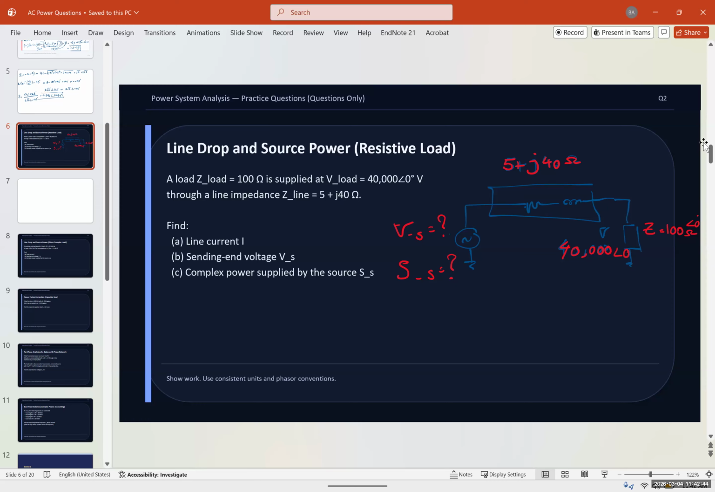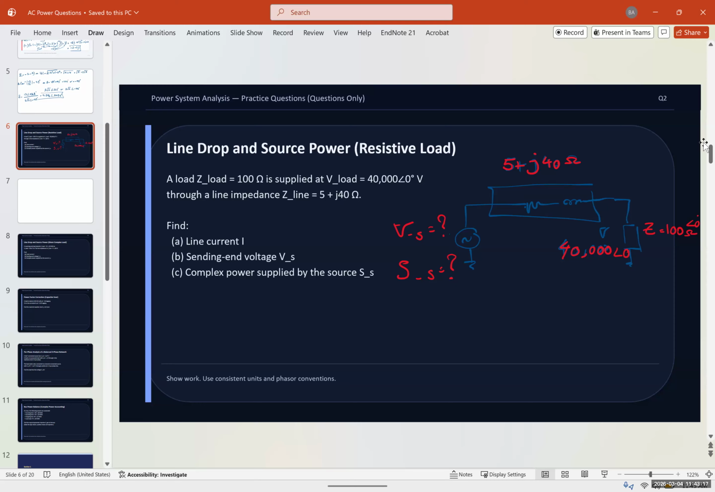Has anyone solved it? So what is I? Perfect. What is Vs? Perfect. And what is S? Okay. Megavolt amp. Yeah, okay, the complex power unit, yes, pretty close, that one, but the rest is correct.